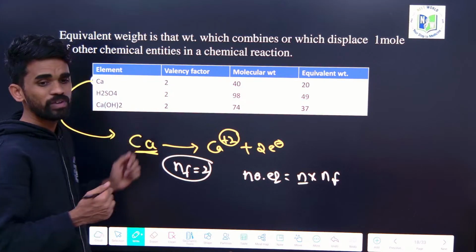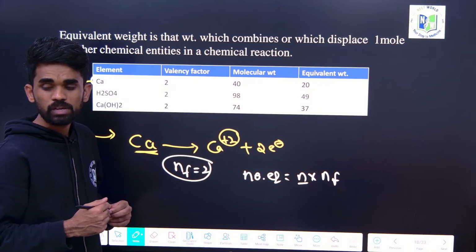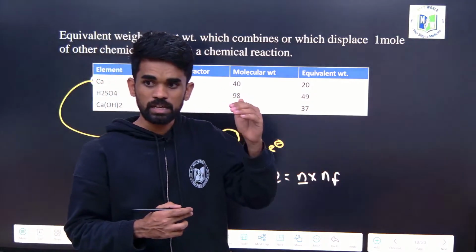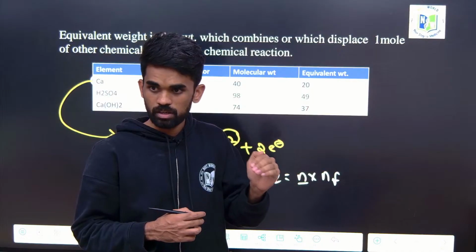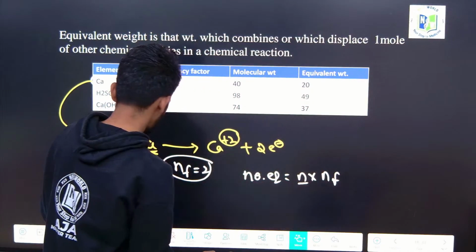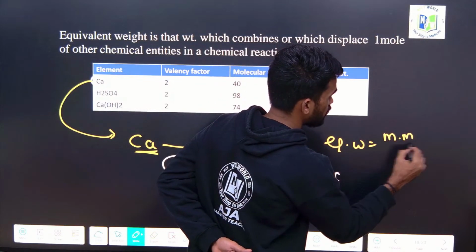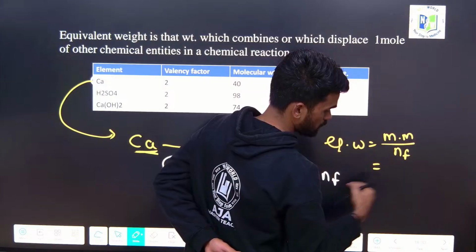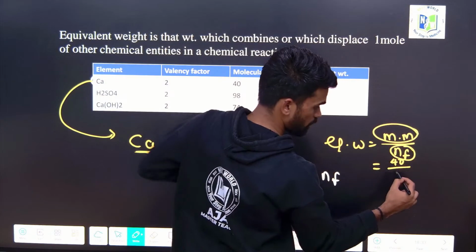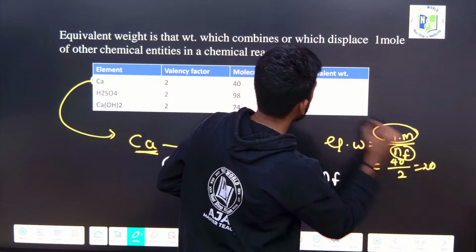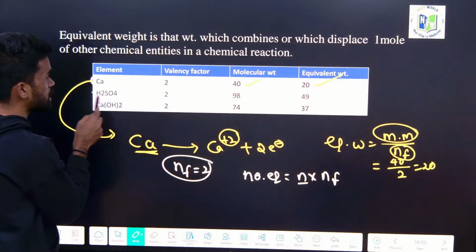Now if they ask for the equivalent weight of calcium, how can you do that? Equivalent weight equals molar mass by n factor. What is the molar mass for calcium? It will be 40 and the n factor is 2, so you are going to get 20 here. Molecular weight is 40. Similarly, for sulfuric acid we discussed.